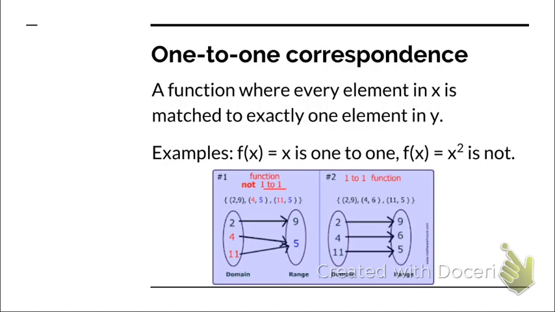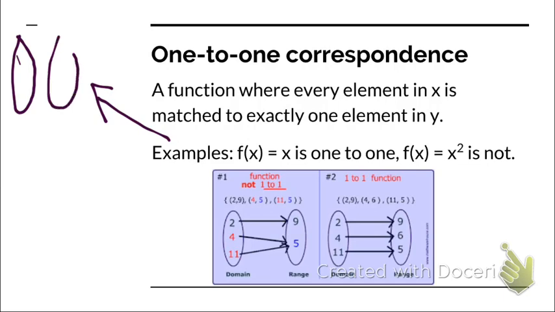Alright, so one-to-one would be when every element in x is mapped to exactly one element in y. So f of x is one-to-one. If you think of f of x equals x, plug in 1 for x, you get 1 for y. Plug in 2 for x, you get 2 for y. And that relationship goes for every value of x in this example.